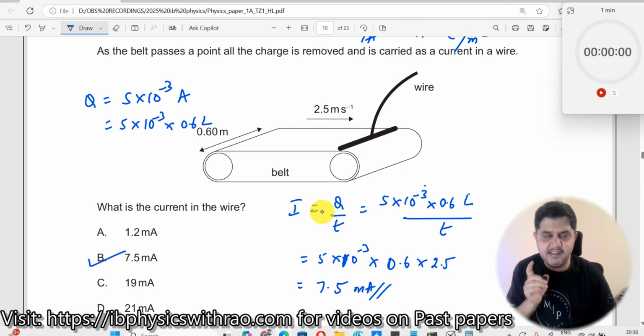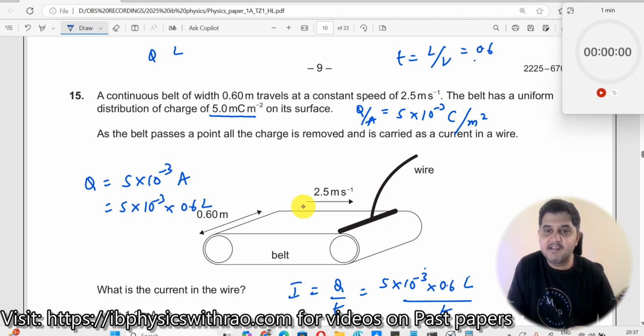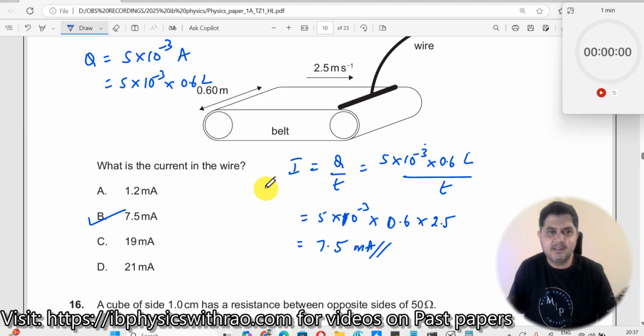Many students have made a mistake here. Even last time when I asked some of the students, they just took this value. This is a misconception. They took this charge Q and thought this is L and this is time T, so they found the value of time T as L by V, something like 0.6 divided by 2.5, and substituted it over here. They got an answer of around 4 or something. So this was completely incorrect.